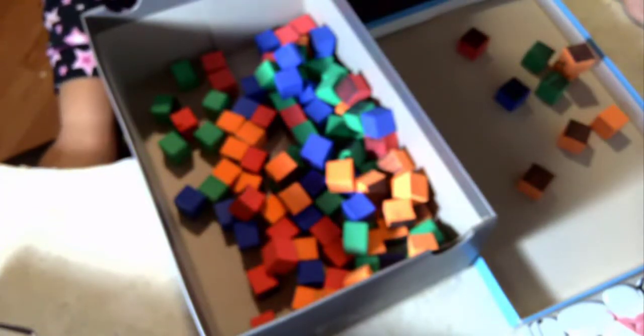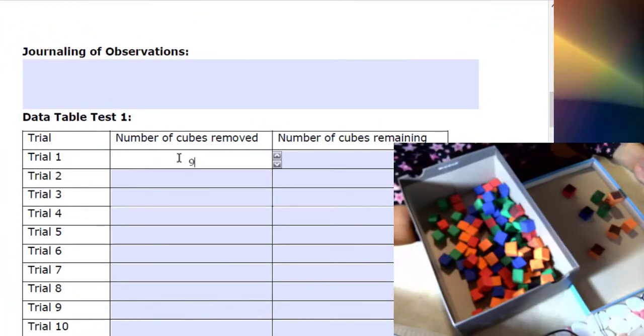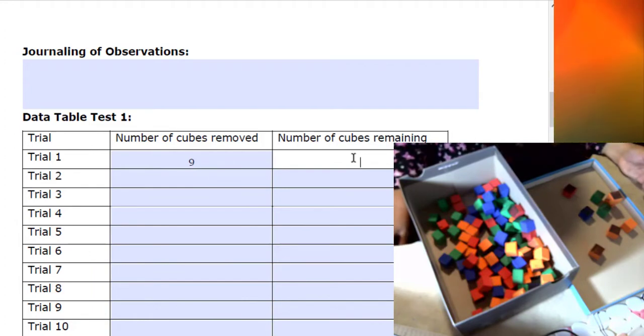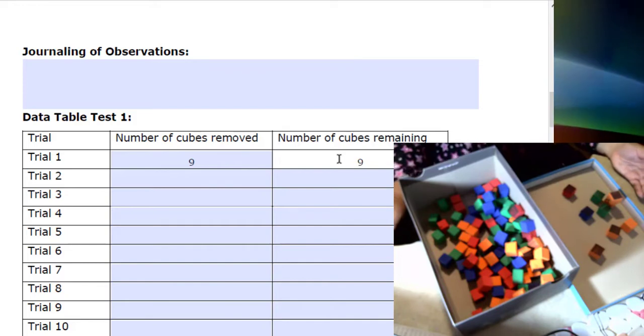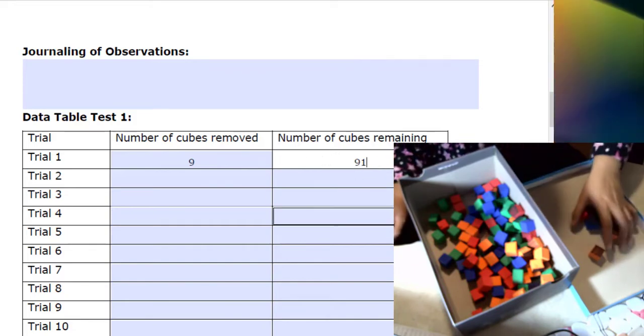And then I'm going to go to my table and trial one. Number of cubes removed is nine. And then number of cubes remaining, so that's gonna be 100 minus nine, which is just 91. Then I'm going to do it again.